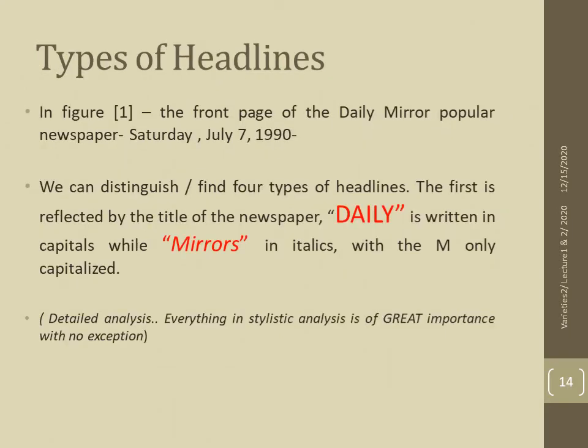In figure 1, the front page of the Daily Mirror popular newspaper, Saturday, July the 7th, 1990, we can find four types of headlines. The first is reflected by the title of the newspaper, that is Daily, which is written in capital letters, while Mirror is written in italics with the M only capitalized.